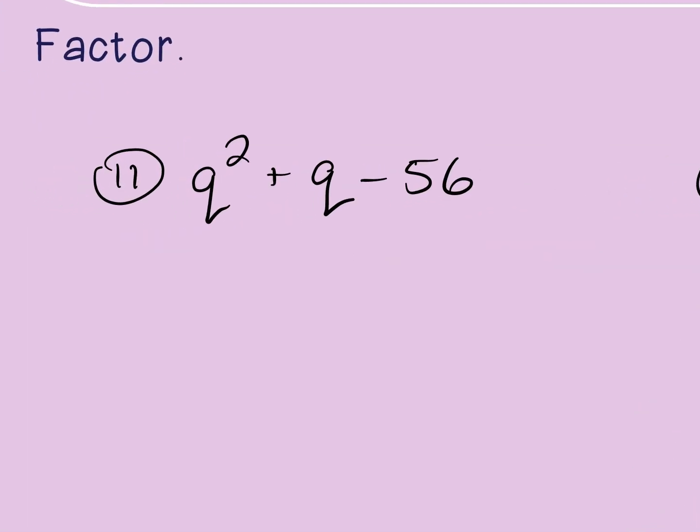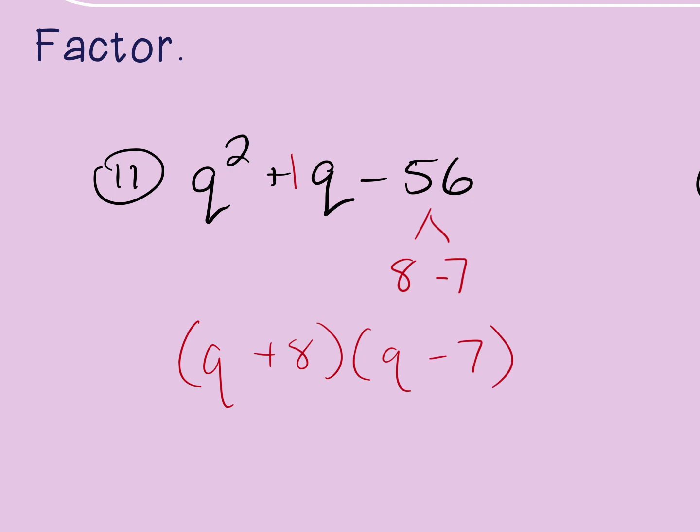So 11, what are two factors of negative 56 that add to 1? 8 and 7, but which one's negative? The 7's negative, because 8 minus 7 would be positive 1. So in my parentheses, I have q plus 8 and q minus 7.